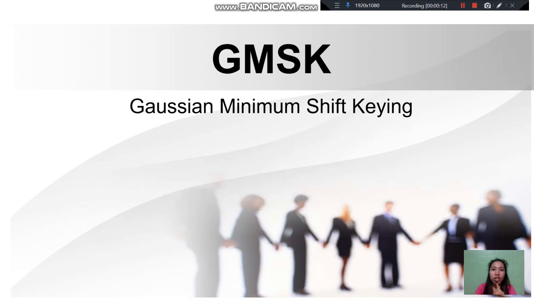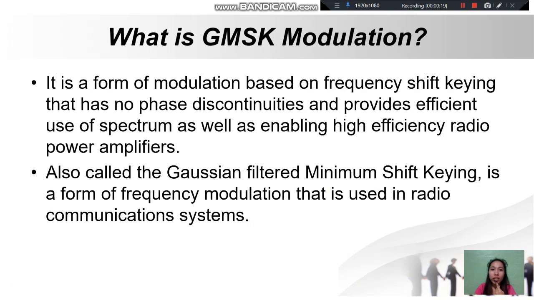And I will discuss GMSK, or the Gaussian minimum shift keying. First, what is GMSK modulation? It is a form of modulation based on frequency shift keying that has no phase discontinuities and provides efficient use of spectrum as well as enabling high-efficiency radio power amplifiers. It is also called the Gaussian filtered minimum shift keying, which is a form of frequency modulation that is used in radio communication systems.